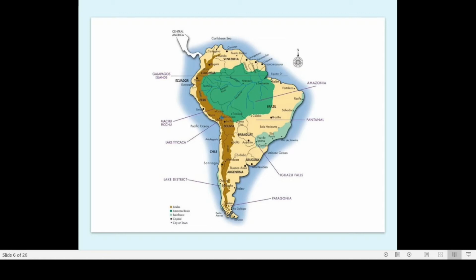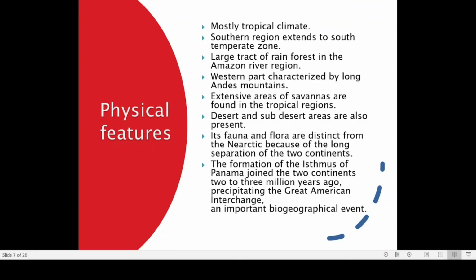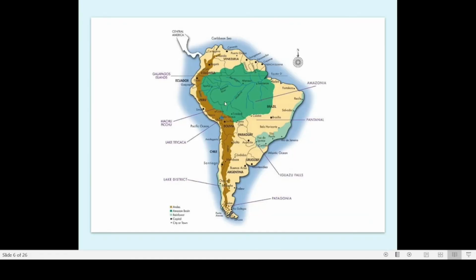Now we will go to some other physical features of the Amazon. The western part is characterized by the long Andes mountains. This is the western portion. This is the Amazon region. This is the Andes mountain. This is a dark brown color region. It is a very long mountain chain, just like the Himalayan mountain chain. The western portion is bordered by a very lofty, very tall mountain range, and that is known as the Andes mountain range.